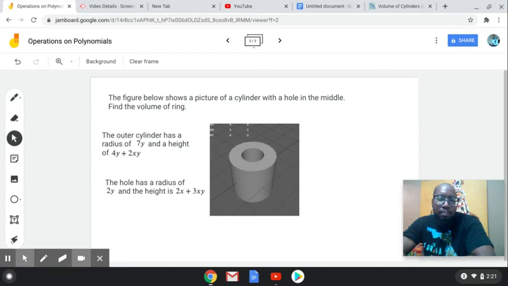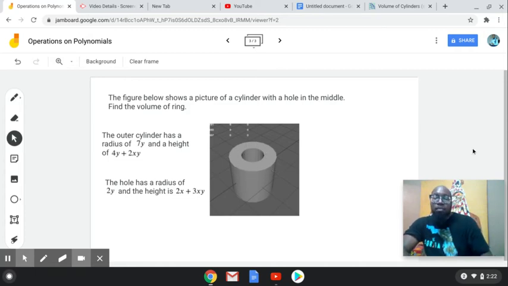So it says the figure below shows a picture of a cylinder with a hole in the middle. Find the volume of the ring. So basically what they want us to do is just to find the volume of the middle part that is being used, which is just this part right here, okay? I'm sorry, of the metal part that is being used. It was just this ring, this right here.